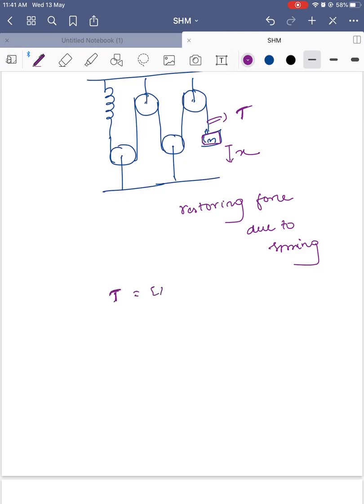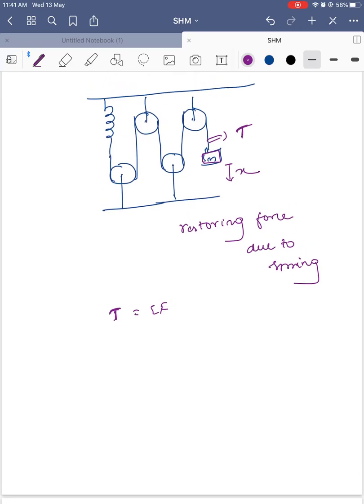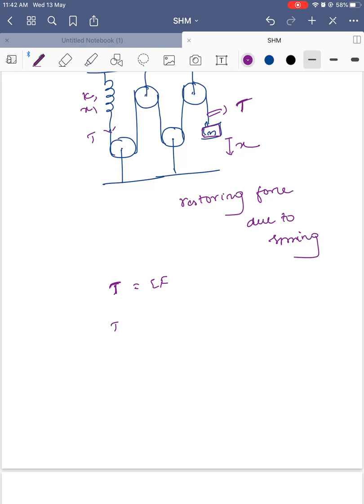Tension is nothing but net force. Net force is in the upward direction, displacement is in the downward direction, but the acceleration is in the upward direction. Now I want to get the tension. What is the tension here? T is equal to the spring constant K into the extension, say x1, so T is equal to K x1, but we should know the relation between x1 and x.